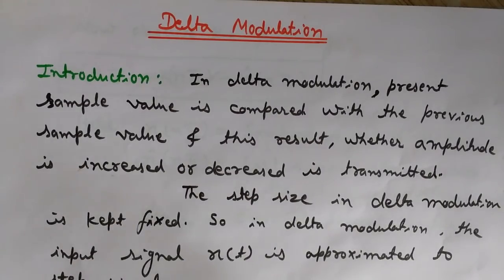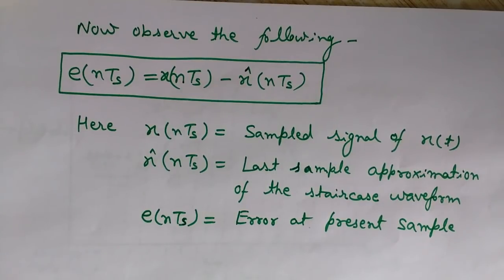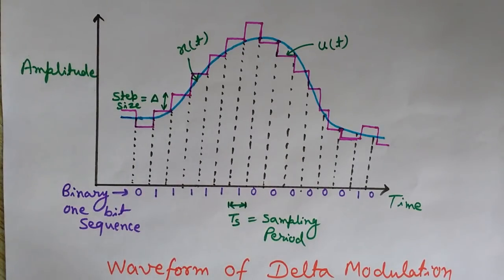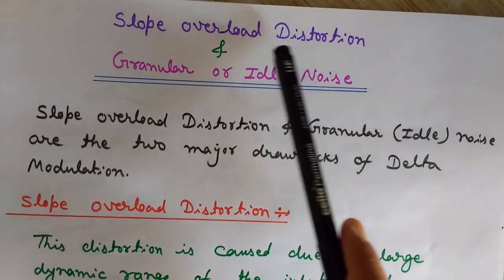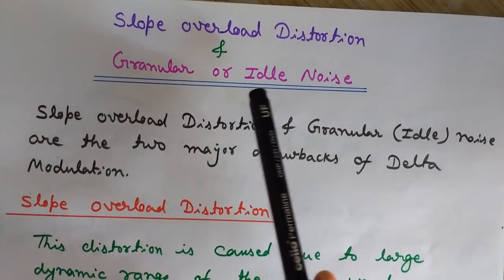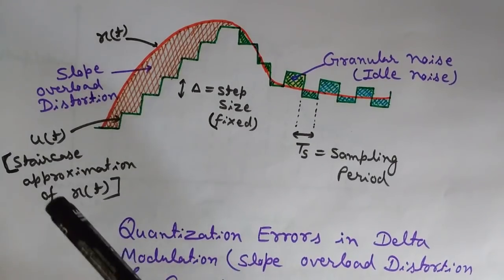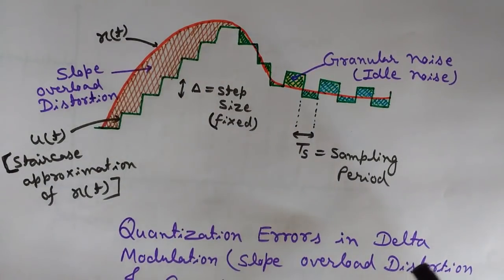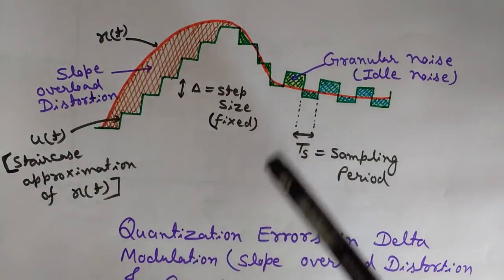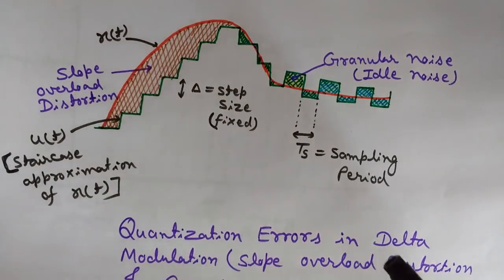In this video lecture, we will discuss delta modulation and see its basic concept, what delta modulation is, the main formula behind this concept, and the waveform of delta modulation. We will discuss slope overload distortion and granular noise, also known as idle noise. We will also see the diagram of these two quantization errors encountered in delta modulation, slope overload and granular noise. In the next video lecture, we will discuss adaptive delta modulation techniques, which are used to overcome these two drawbacks of delta modulation.